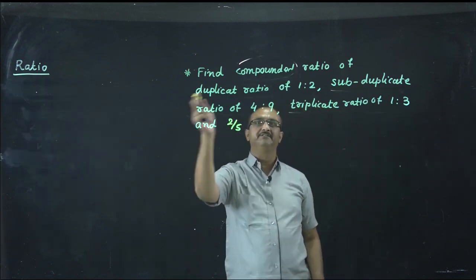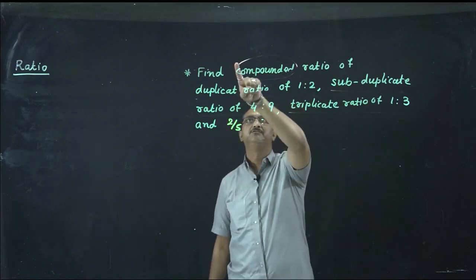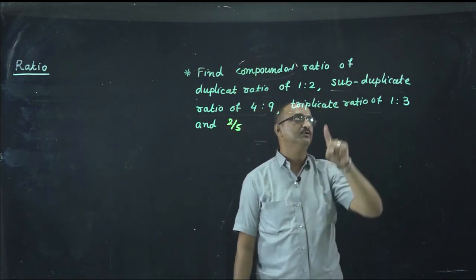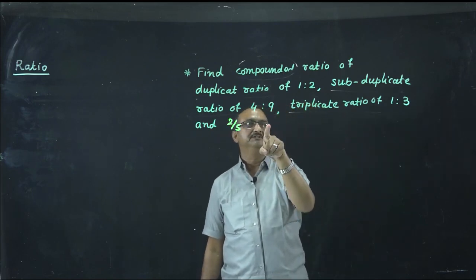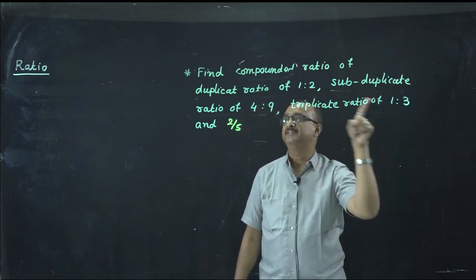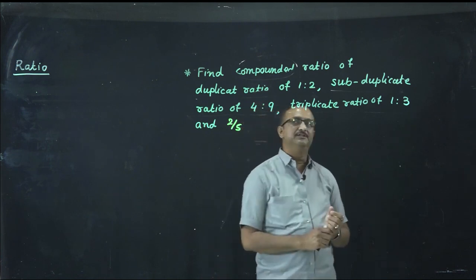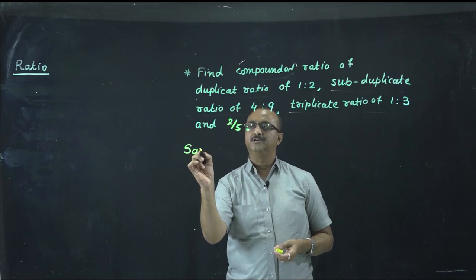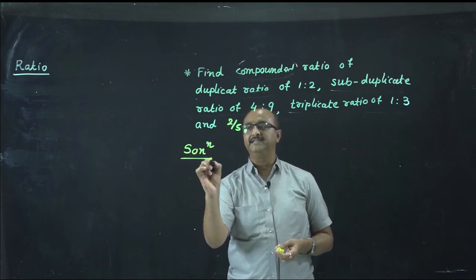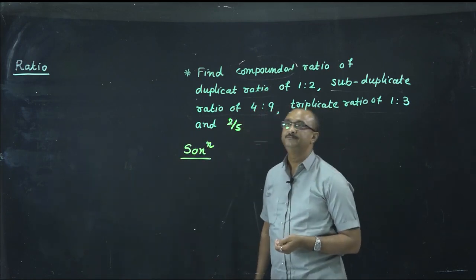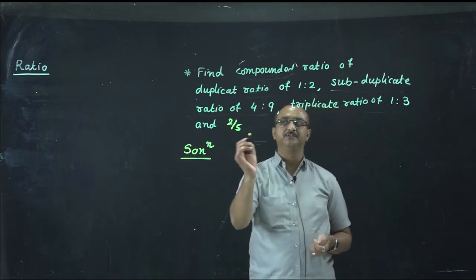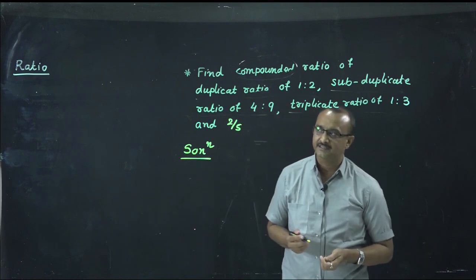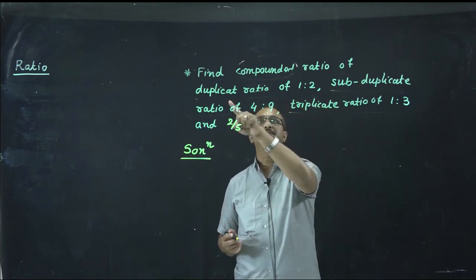So compounded ratio of given terms is 2 is to 243. Okay, now in previous question, our question was find compounded ratio of duplicate ratio of 1 is to 2, subduplicate ratio of 4 is to 9, triplicate ratio of 1 is to 3 and 2 is to 5 or 2 by 5. Okay. So I am changing only one word in the previous question. Instead of inverse of 3 is to 4, I am putting only 2 by 5. Okay. Now we are solving this question.